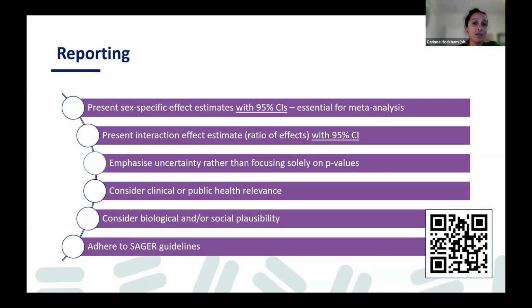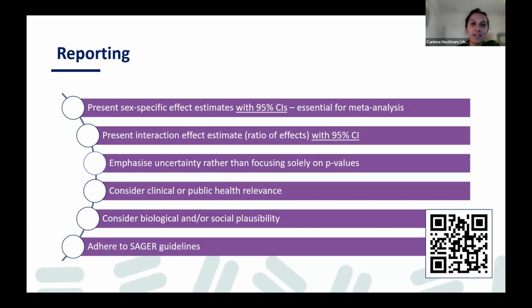Second, present the interaction effect itself, and this is typically the ratio of the subgroup specific effects, again with its 95% confidence interval. As with all statistical analyses, don't base your conclusions solely on p-values. It's really important that you emphasize uncertainty and lean into that, especially when your study is underpowered. Also consider the clinical or public health relevance, as well as the biological or social plausibility of any observed differences, so that you don't overstate any of your findings.